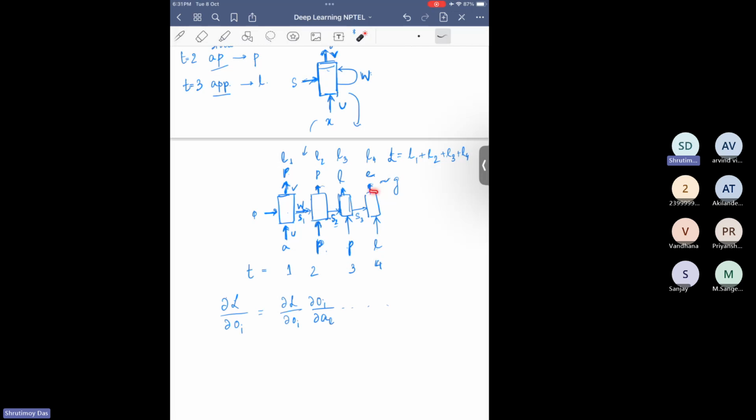But now once you compute the derivative with respect to the parameters at this point, you will also have some s here, right? So that means you have to compute your derivative with respect to s also. But once you look at s, we know that s also depends on s2. So once you compute the derivative with respect to s3, you will also have to compute it with respect to s2.